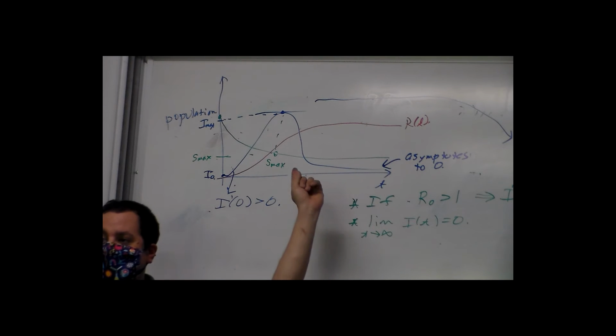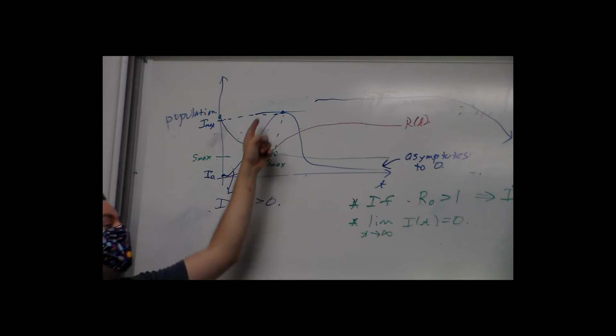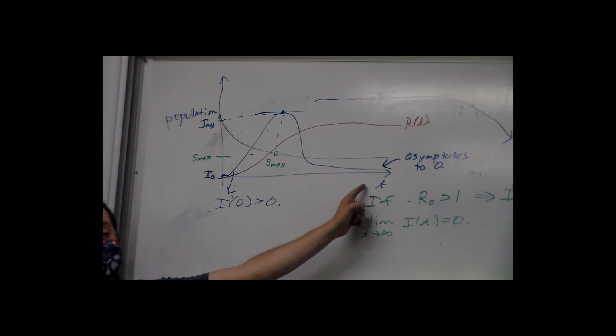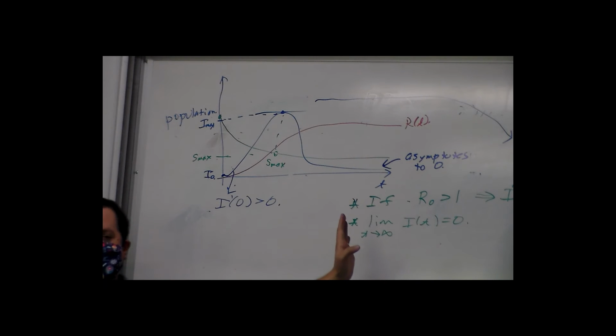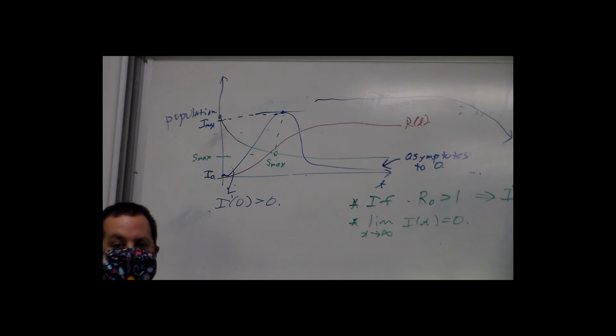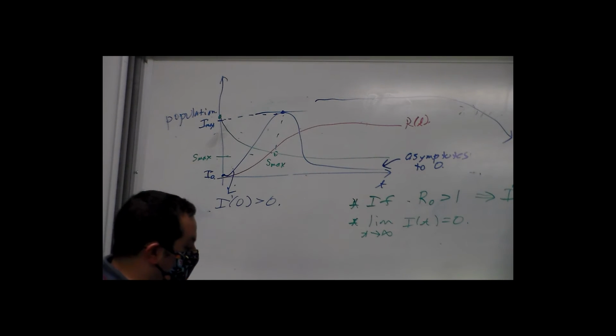So this is something that's actually a problem with the SIR model. It can only have one bump. It can't have multiple waves. Okay, so this is definitely a bug, not a feature. All right, so that's one thing.